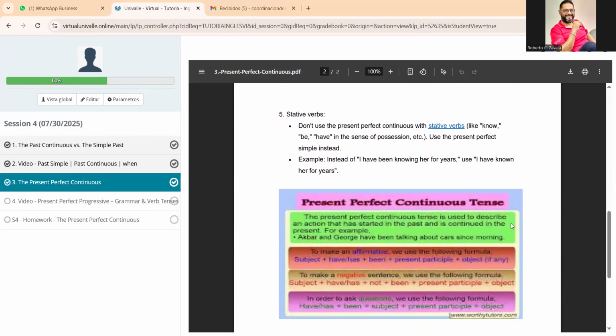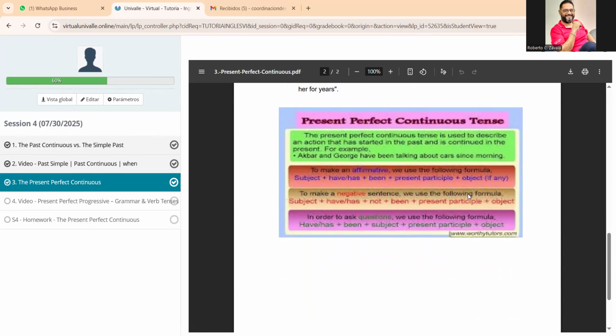Stative verbs. Don't use the present perfect continuous with stative verbs like know, be, have in the sense of possession, etc. Use the present perfect simple instead. Example: instead of "I have been knowing her for years," say "I have known her for years." So those are verbs that are non-action. They describe a state or a condition. That is basically it.